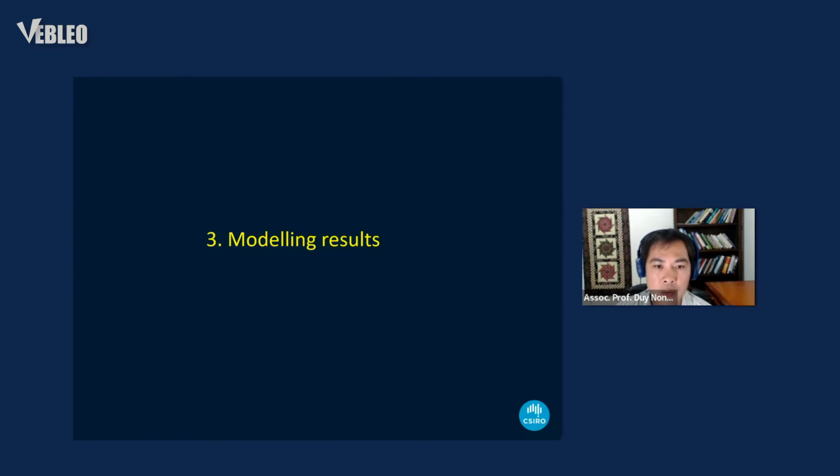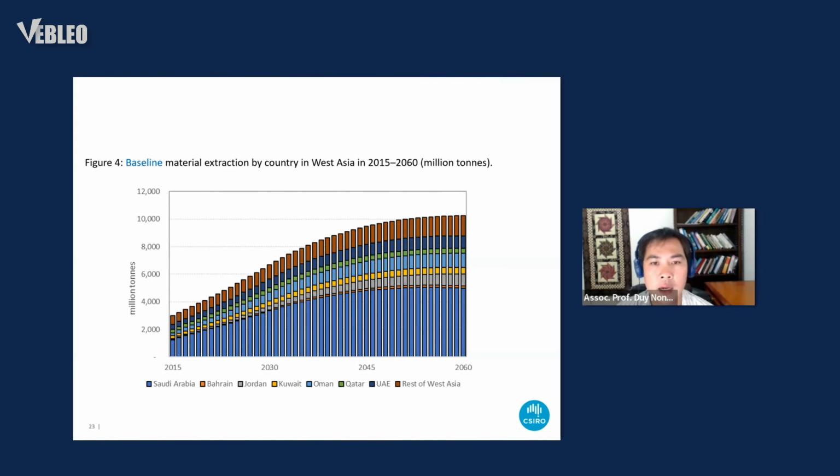Here I would like to show you some modeling results. First of all, I would like to show you some results related to the baseline scenario. Here is the baseline scenario material extraction by different countries in West Asia from 2015 to 2016. You can see that Saudi Arabia and Oman significantly increased the demand and also the extraction for material. We refer to the material extraction here at an aggregate level, like coal, goods, oil, mineral, and crop, all combined together and measured in million tons.